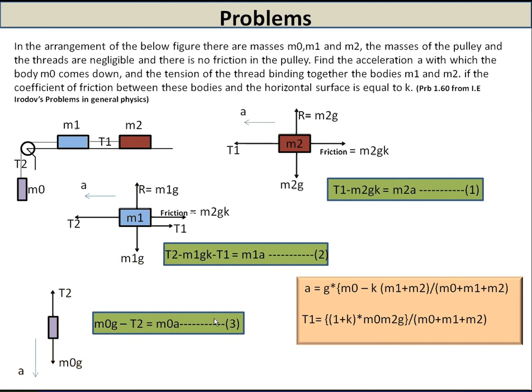In order to have a positive acceleration, the mass m0 should be greater than k into m1 plus m2, because it won't accelerate downwards unless this is positive. So in order for this to be positive, m0 should be greater than k into m1 plus m2.